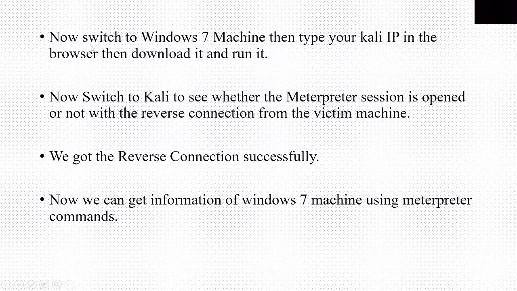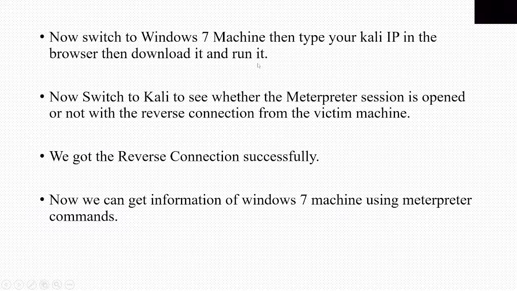Now we go to the Windows 7 machine, and there in the browser we type the Kali IP, and from there we will be able to download the payload that we have created. Now we'll go back to Kali Linux to see whether, before that, we will be downloading the payload and executing it.